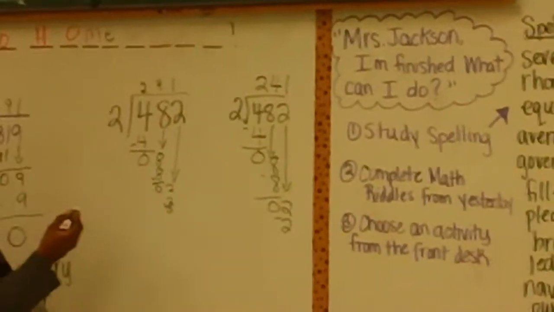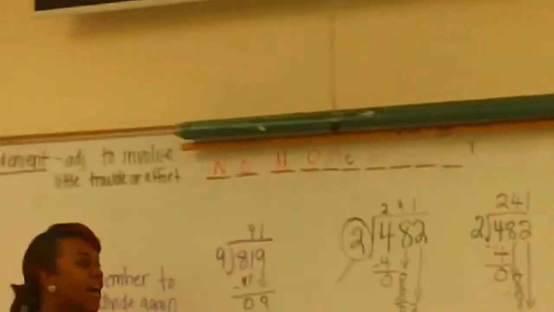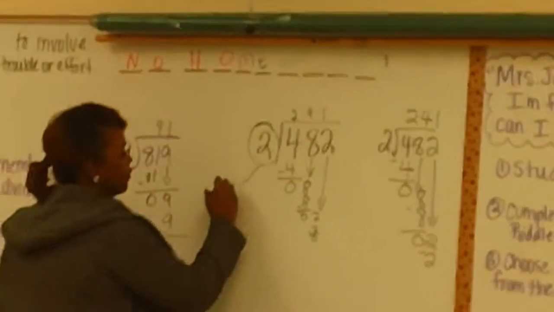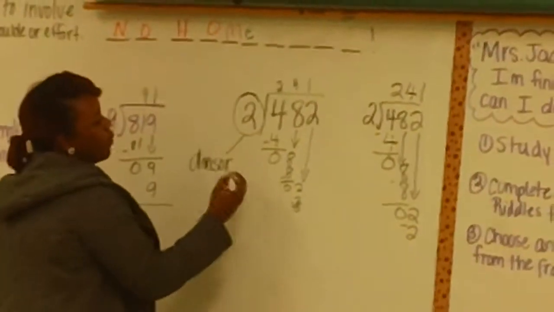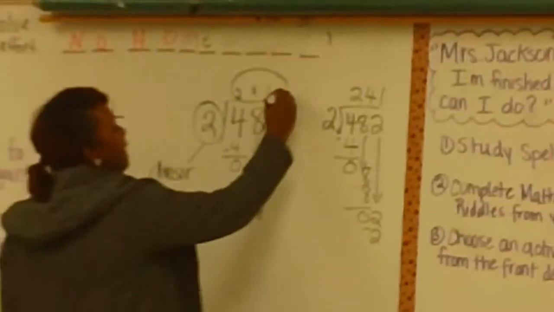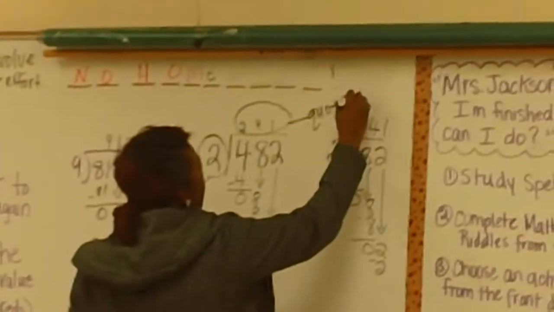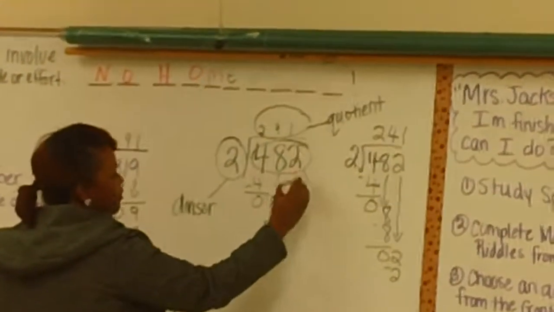482 divided by 2. What is this number called? The divisor. What is this number called? The quotient. And what is 482? The dividend.